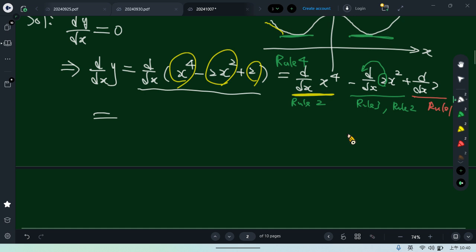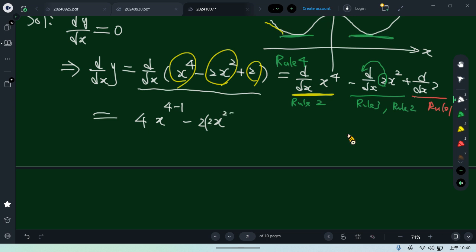So the result will be 4 s to the power of 4 minus 1, minus 2 s times 2 times 2 to the power of 2 minus 1, plus 0. Finally, we get 4 times x to the power 3 minus 4x, so that we can continue to decompose it as this one, right? So finally, we can get this one.